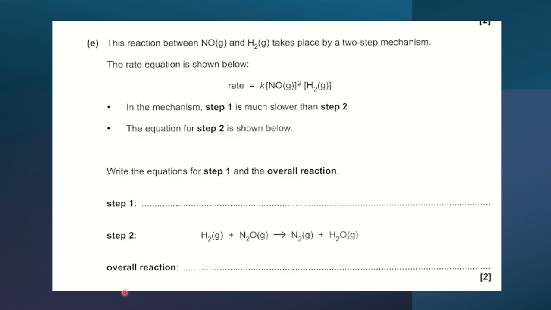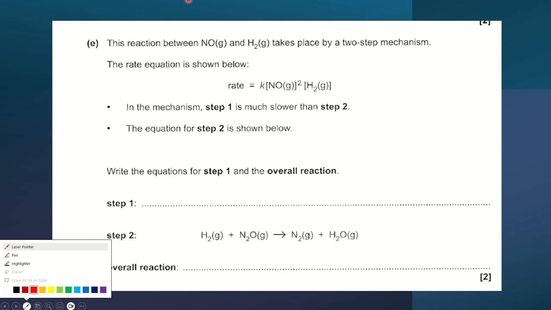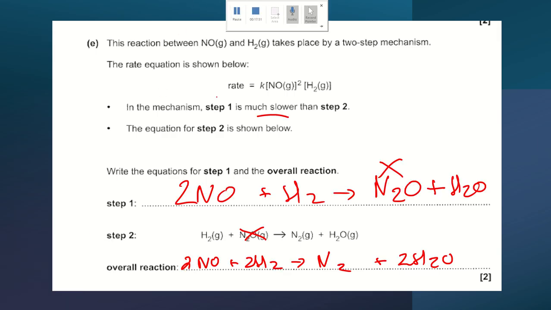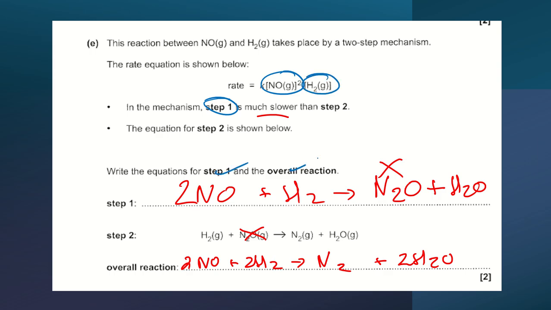Okay, this one's slightly different again. Have a look at this one, see what you think. Okay, so for this one, then we have got our slow step is step 1. We have 2 NOs in it and 1 H2, so that's fine, got those in.